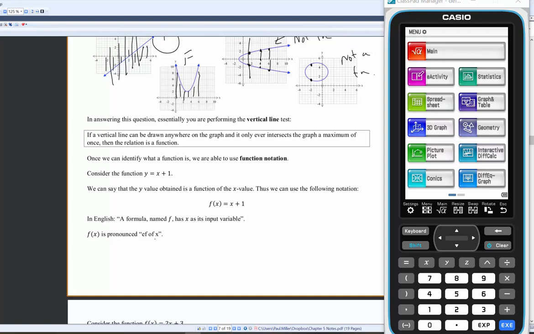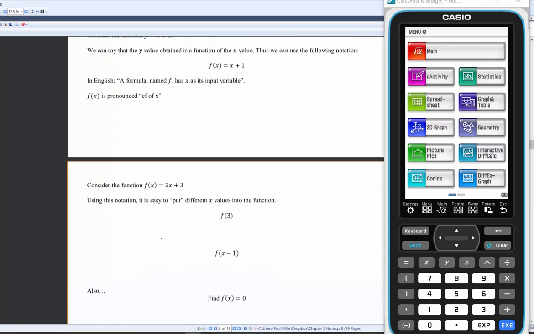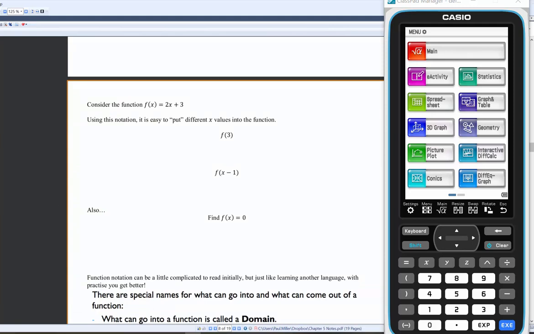Yeah, that's how we pronounce it, f of x. So the ease with which we can do things with function notation is just magnificent. So f of 3 means we want to put 3 into this function here. So I'm just going to go 2 times 3 plus 3. So the input is 3, and what comes out of the function is 9.